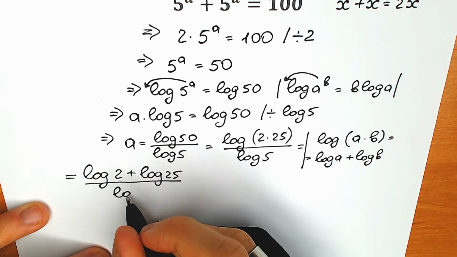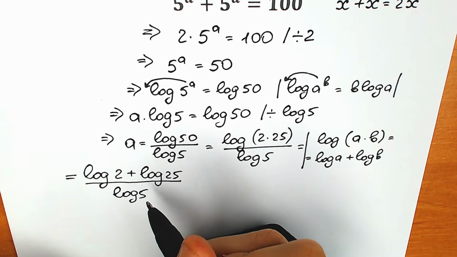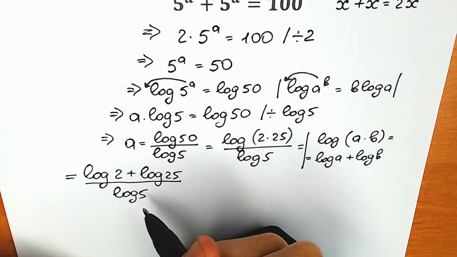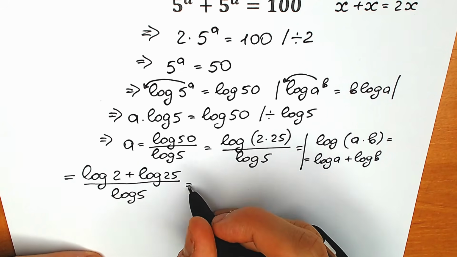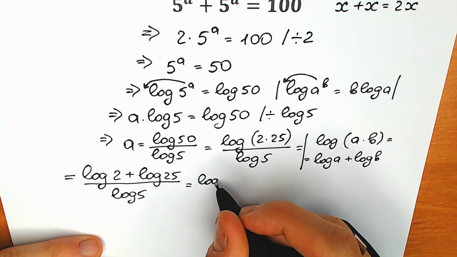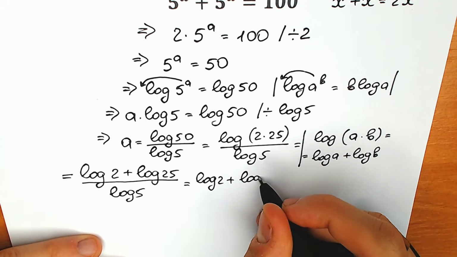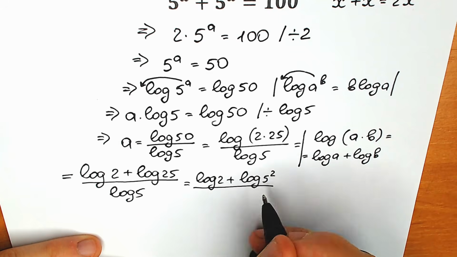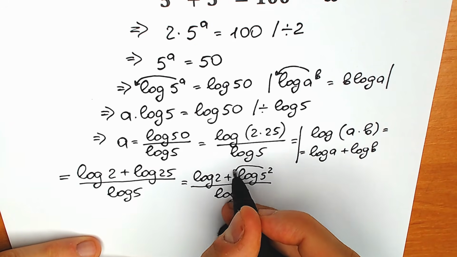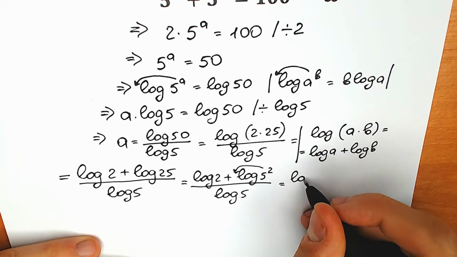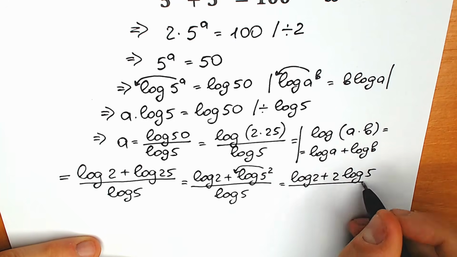over log 5. Right now, a lot of students may be confused because we don't have a common thing. We have all absolutely different bases: 25, 5, and 2. But this 25 right here can be written as 5 squared. So let's do it right now. We have log 2 plus log of 5 squared, over log 5. According to the same property, this 2 will come down right here. So as a result, we have log 2 plus 2 log 5, all over log 5.